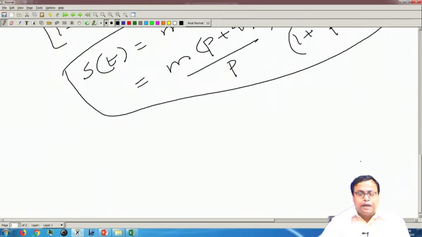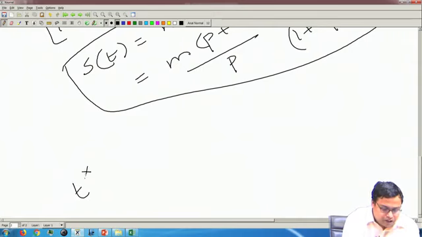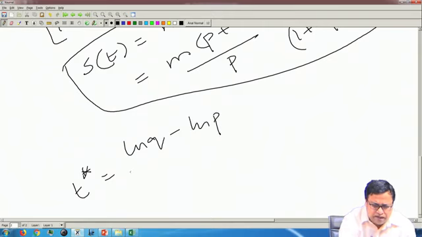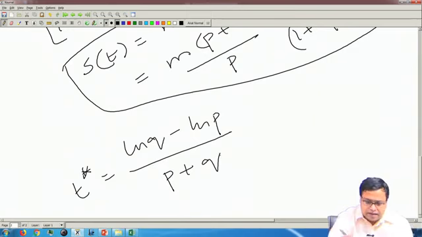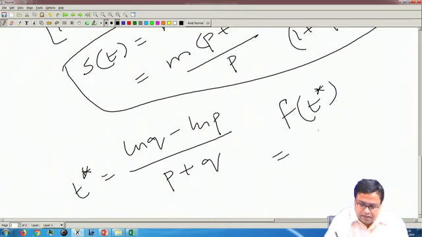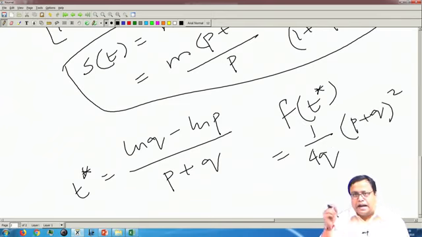What extra? You will see that there is a peak point when the sales is at its peak. That peak sales point is at time ln(q) minus ln(p) by (p plus q). And at this time period, the number of products sold, f(t), is basically (p plus q) square by 4q. So, you will see that the more the innovation and imitation, the higher you will reach, and the more the imitation in comparison to innovation, it will come down. So, that is something that we get.